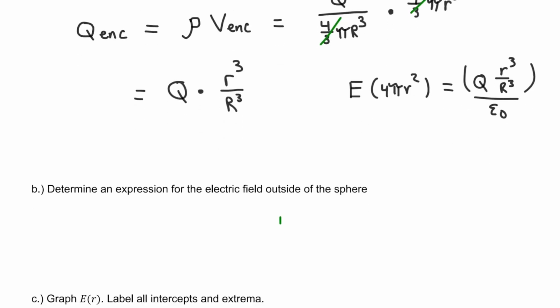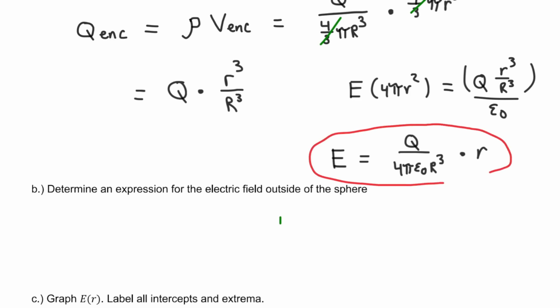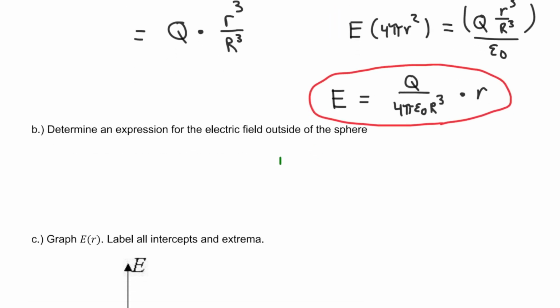And then we can simplify by dividing by 4 pi and canceling out two of the r's, and we would get E is equal to Q divided by 4 pi epsilon naught big R cubed. These are all constants. Then times little r. So it actually grows inside the insulating sphere, which is a very important result to remember: inside an insulator, your field actually grows until you reach the outside.